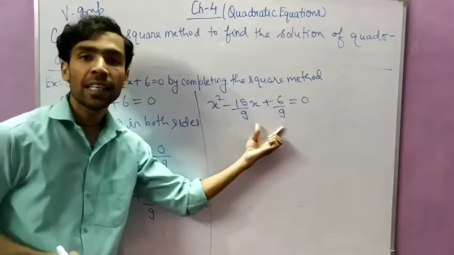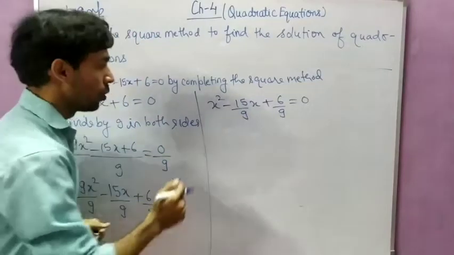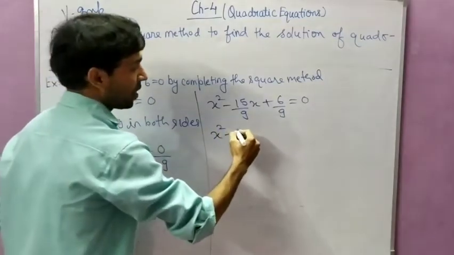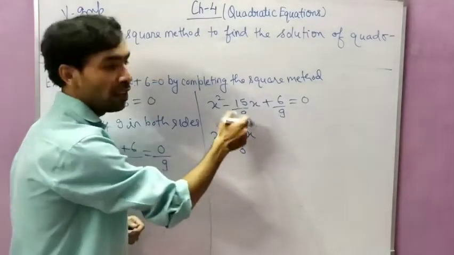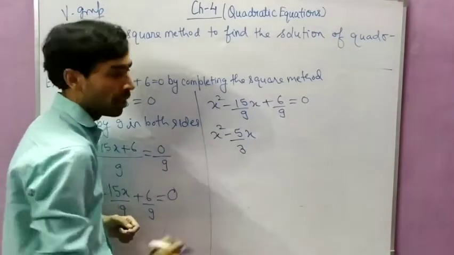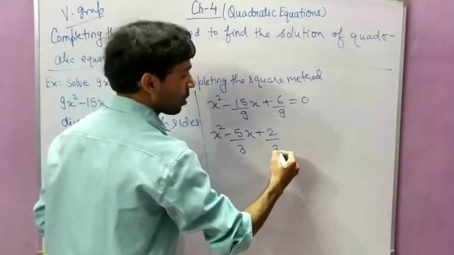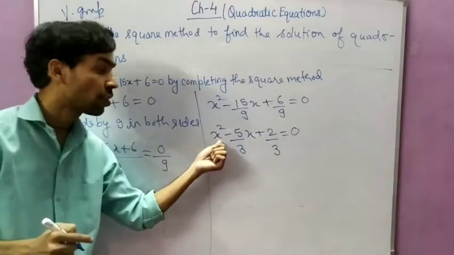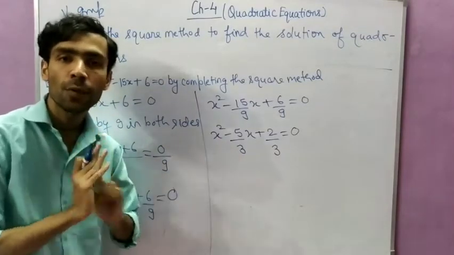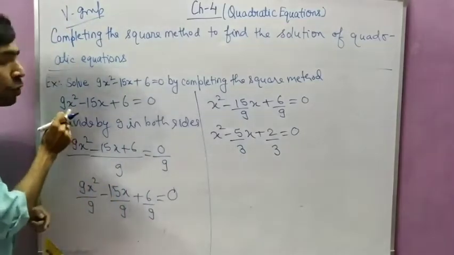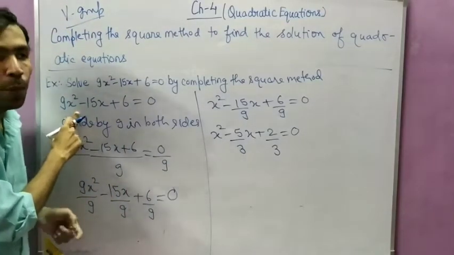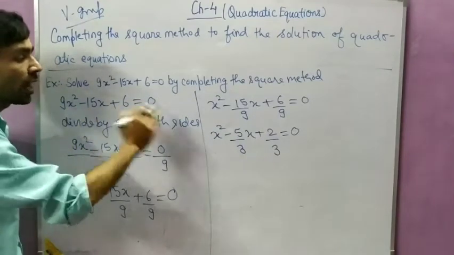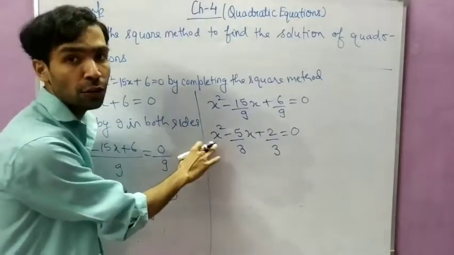Now it can be further simplified, students. 15 by 9 can be further simplified. So here it will be x square minus 5 upon 3x, because when you simplify it, it will come 5 upon 3, and here is also 2 by 3 equal to 0. By doing that, we have made the coefficient of x square 1. So the first step is over. The first step is that whatever is the coefficient of x square, you have to make it 1. Earlier it was 9, so we divided both sides by 9.